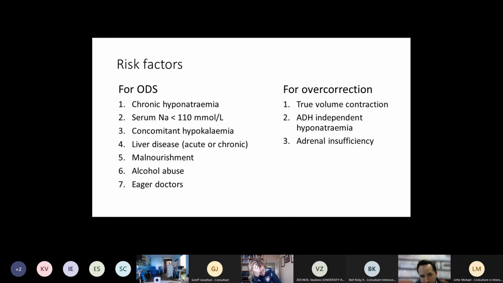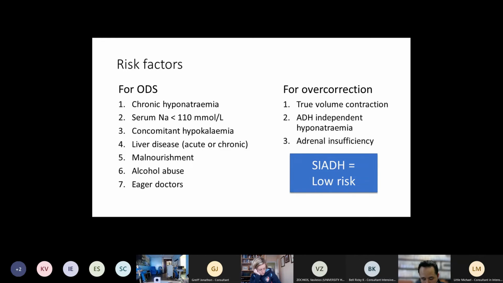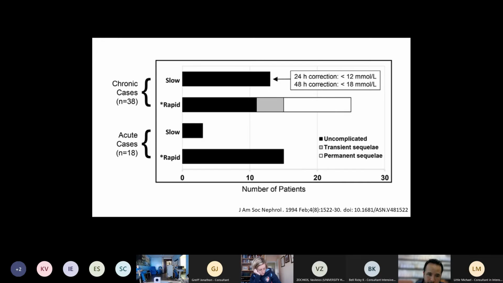Now, there are patients who are also at risk of overcorrection, and these are patients who are volume depleted. These are patients who have hyponatremia not driven by ADH, or patients who present adrenal insufficiency. Patients with SIADH, which is one of the most common forms of hyponatremia we see in the hospital, are at low risk. We know that rapid correction of hyponatremia will cause these problems.